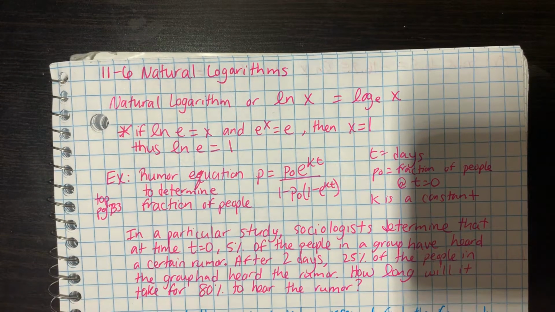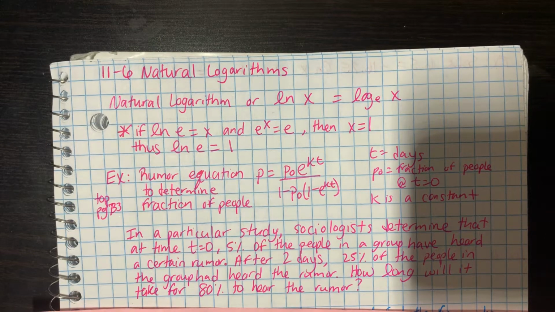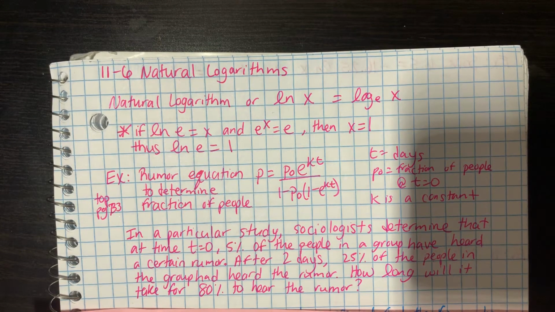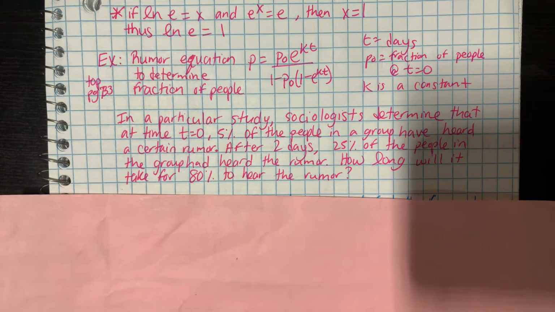It says, in a particular study, sociologists determine that at time t equals 0, 5% of the population in a group have heard a certain rumor. After 2 days, 25% of the people in the group had heard the rumor. How long will it take for 80% to hear the rumor? Okay, so we're going to use this equation up here.